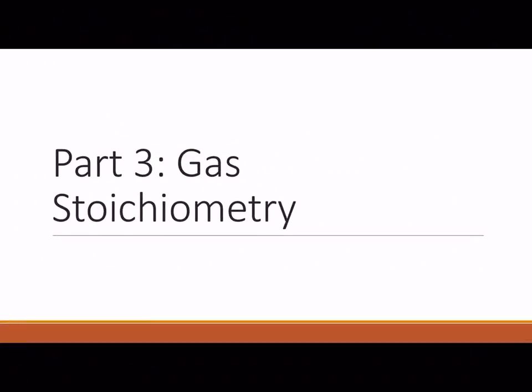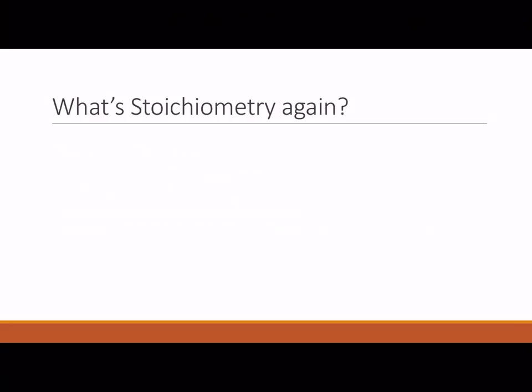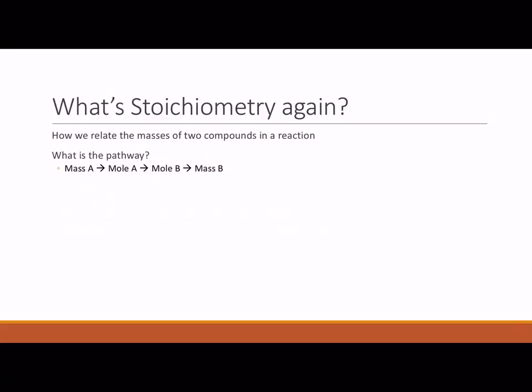Okay, so this is the last video in the series on gas stoichiometry, and this is where we're actually going to talk about how we do gas stoichiometry. The other parts were just build up. As a reminder, stoichiometry is the way that we relate the masses of two compounds in a reaction. And the pathway forward is mass A to mole A, mole B to mass B. Or we can remember GMUG.